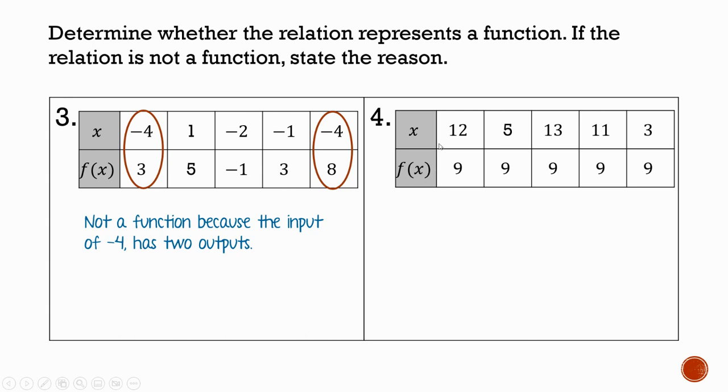Now looking at number 4, sometimes we'll see that this output of 9 shows up more than once, but we really want to focus on the input values. So those are the ones we scrutinize: 12, 5, 13, 11, 3. Each one of those is unique. We don't have a repeat here. So this is a function because each input has exactly one output.